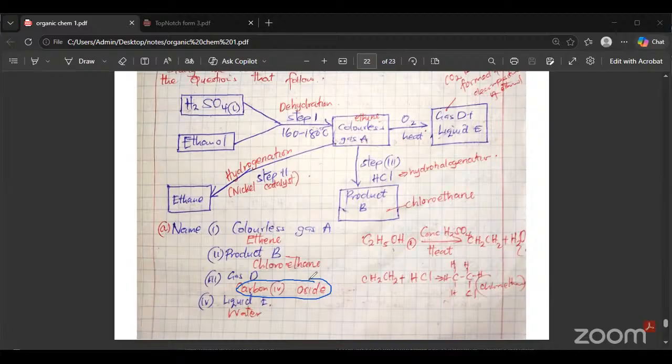It forms a white precipitate. Yes, that one is actually what I wanted. So you say when you bubble carbon dioxide through calcium hydroxide, it forms a white precipitate. That one is actually the chemical test for carbon dioxide.